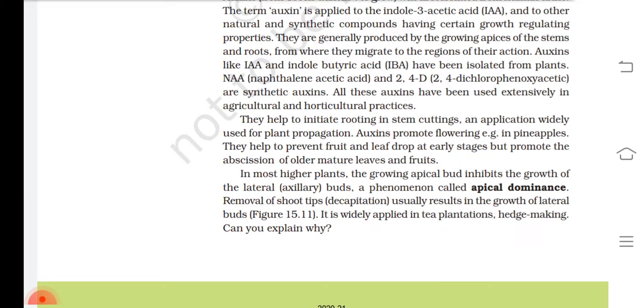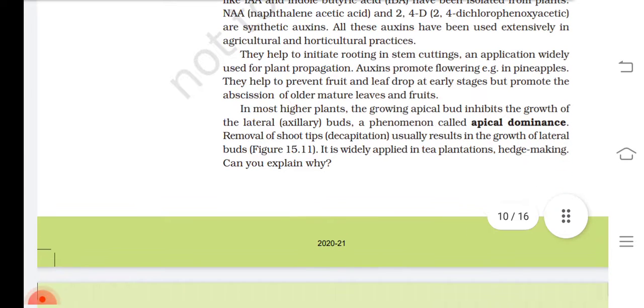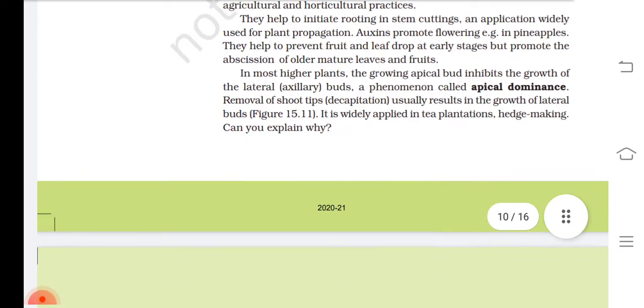They are generally produced by the growing apices of the stems and roots, from where they migrate to the region of their action. Auxins like IAA and indole butyric acid, IBA, have been isolated from plants. NAA, naphthalene acetic acid, and 2,4-D, 2,4-dichlorophenoxyacetic acid, are synthetic auxins. All these auxins have been used extensively in agriculture and horticulture practices. They help to initiate rooting in stem cuttings, an application widely used for plant propagation.